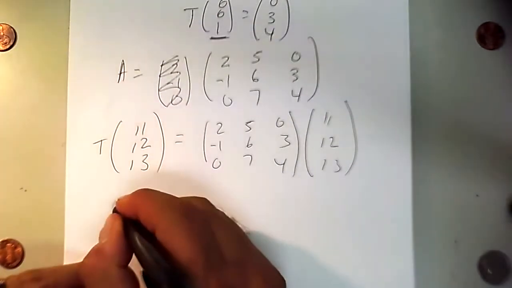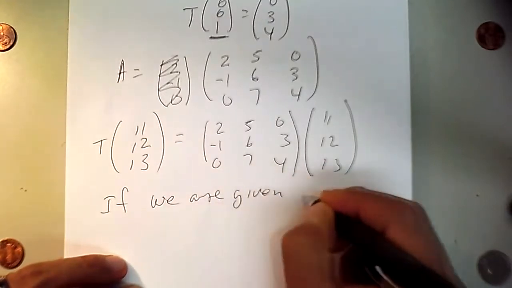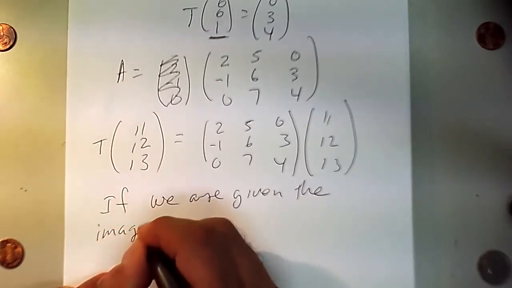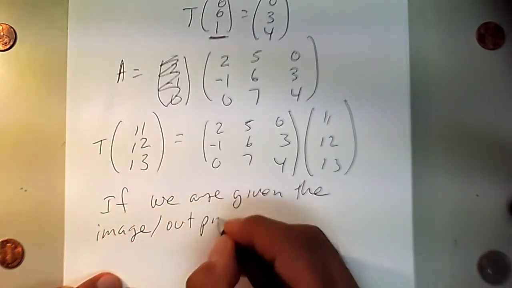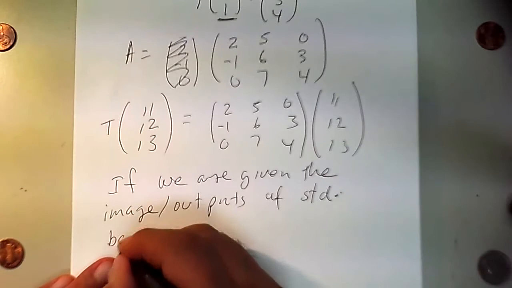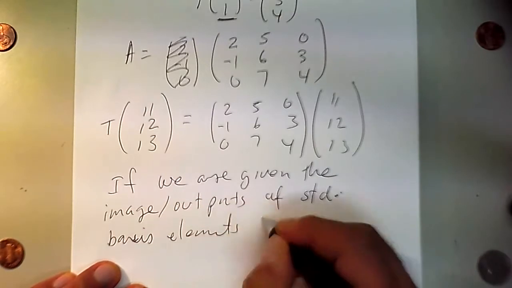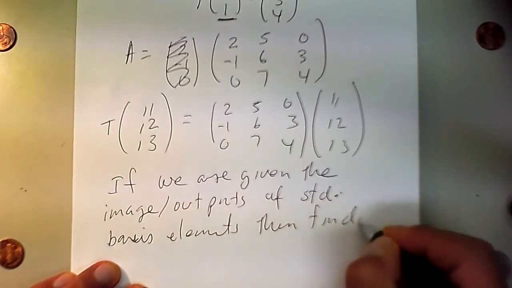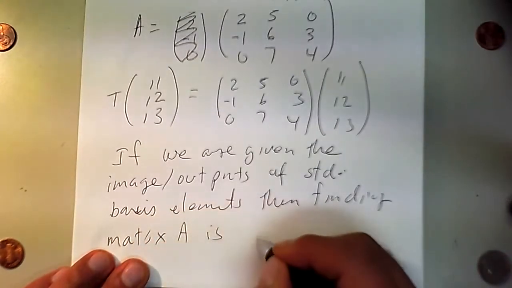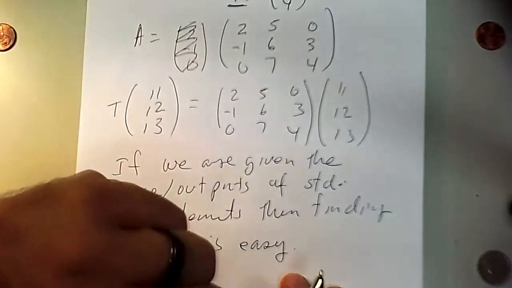So if we are given the outputs, or the image outputs, of standard basis elements, then finding matrix A is easy. Because all you have to do is write them in the correct order.